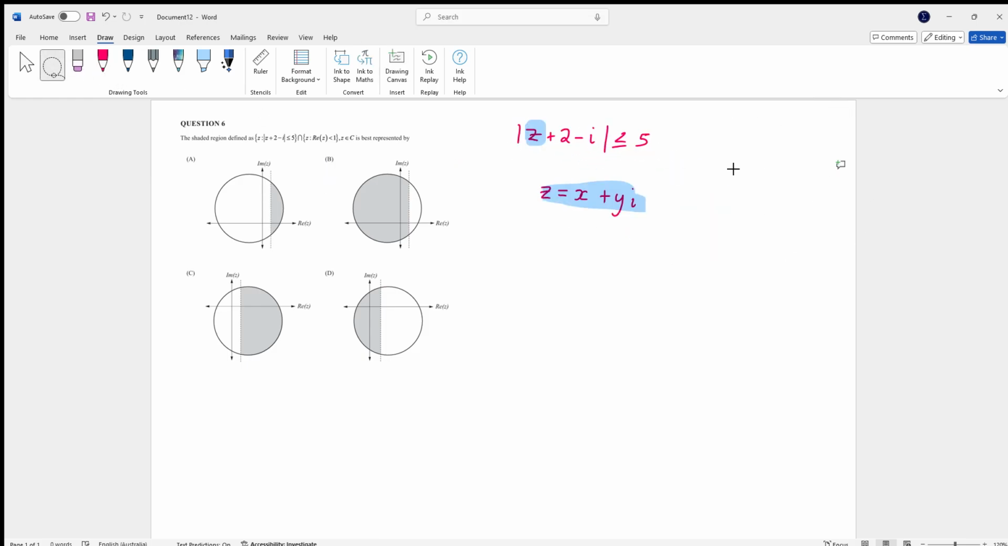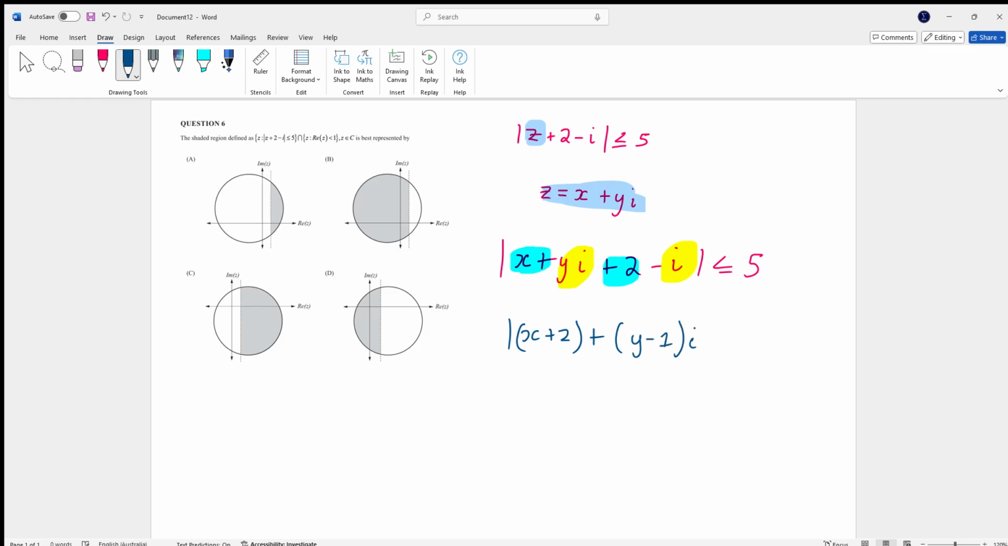Now, hopefully you can start to see what it will look like before I even do this, but if not, that's fine as well. So here you have x plus yi plus 2 minus i. Alright, what you then want to do is group the imaginary terms together and the real terms together. So the yellow are your imaginary terms and the blue are your real terms. Once you do that, you've got x plus 2 plus (y minus 1)i.